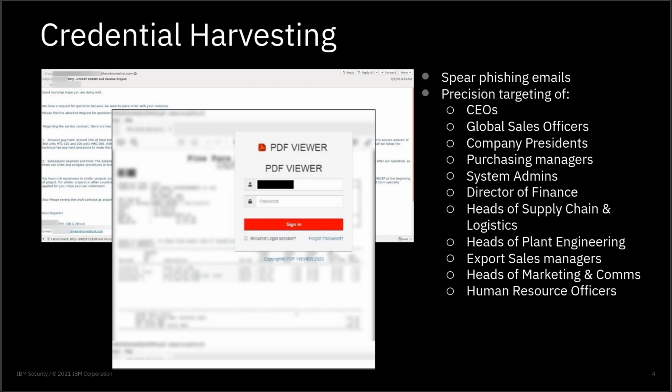So here, we've put this in our blog, a copy of the screenshot, pretending in this case to be a UNICEF mandate directive project, that the spear phishing emails, like I said, were not only targeting individuals, but also targeting corporations. The individuals they were targeting were initially very specific, but as we continued to see the campaigns grow, CEOs, global sales officers, company presidents, anybody and everybody that could potentially have access to some of the information.